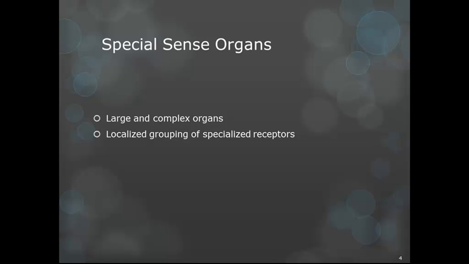Special sense organs are large and complex organs. There are localized groupings of specialized receptors. Some examples of a large or complex organ would be eyes or nose. Some localized groupings of specialized receptors we think of are smell receptors, taste buds, vision, hearing, and equilibrium.